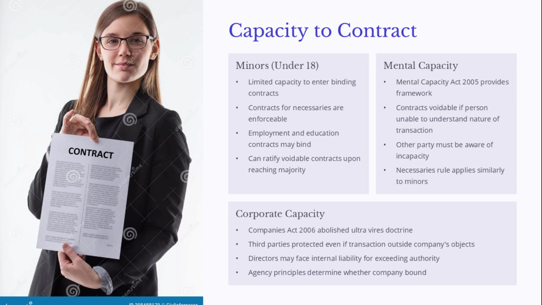Mental capacity, as defined by the Mental Capacity Act 2005, provides protections if a person is unable to understand the nature of a transaction. Corporate capacity is governed by the Companies Act 2006, which abolished the ultra vires doctrine, allowing third parties to be protected even if a transaction is outside the company's objects. Directors may face internal liability for breach of authority, while agency principles determine whether the company is bound.